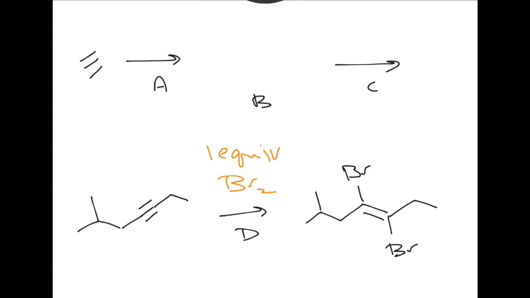Right, so 1 equivalent of Br2 gives you enough Br2 to react with one of the alkene pi bonds, but not both. So you have a double bond left over. Right, so now I have to build up my alkene and get more carbons. So how would I do that? Let's say that you decided that this was B.